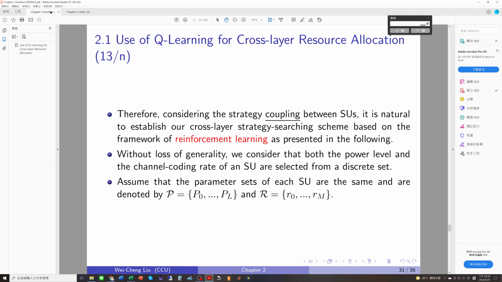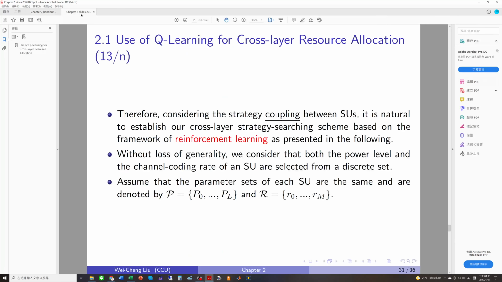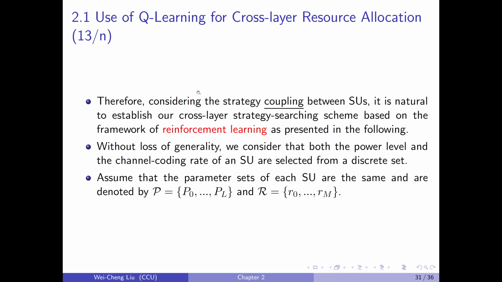Let us go to the handout. Okay, page 31, problem 1. What is couple? Solution: to join or combine. Okay, let us go back to the slides. Okay, that is the strategy combine or joint between secondary users.